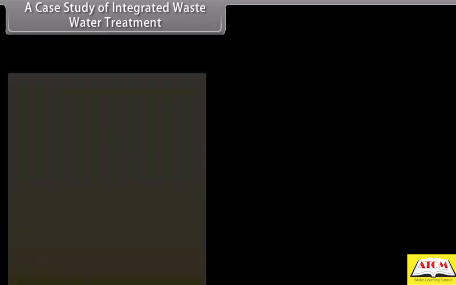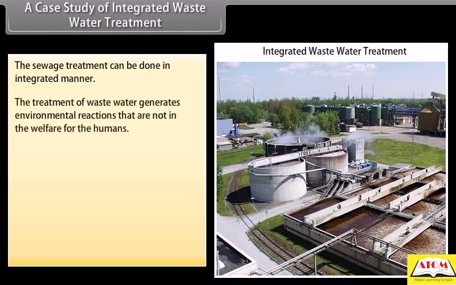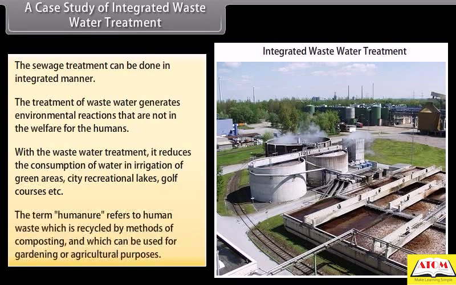A case study of integrated wastewater treatment. The sewage treatment can be done in integrated manner. The treatment of wastewater generates environmental reactions that are not in the welfare of the humans. With the wastewater treatment, it reduces the consumption of water in irrigation of green areas, city recreational lakes, golf courses, etc. The term humanure refers to human waste which is recycled by methods of composting and which can be used for gardening or agricultural purposes.